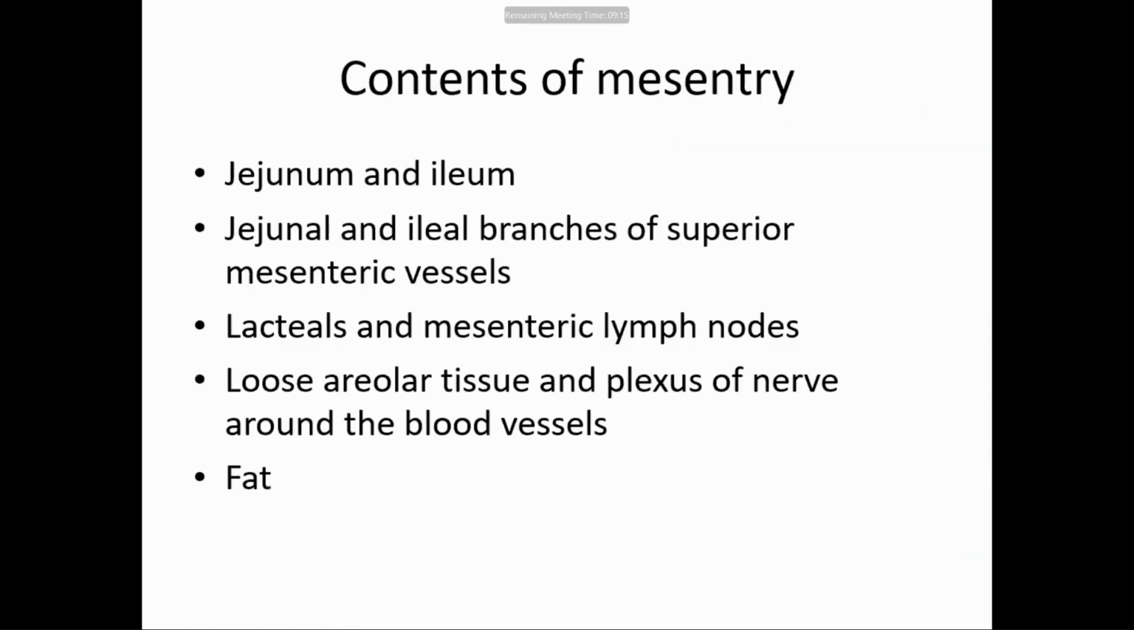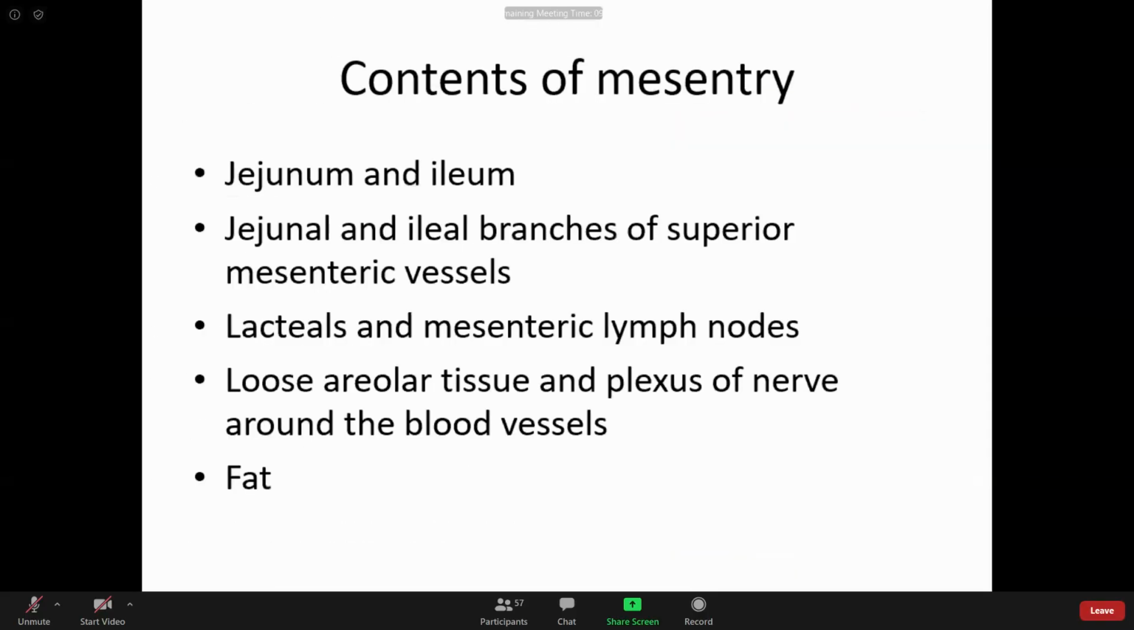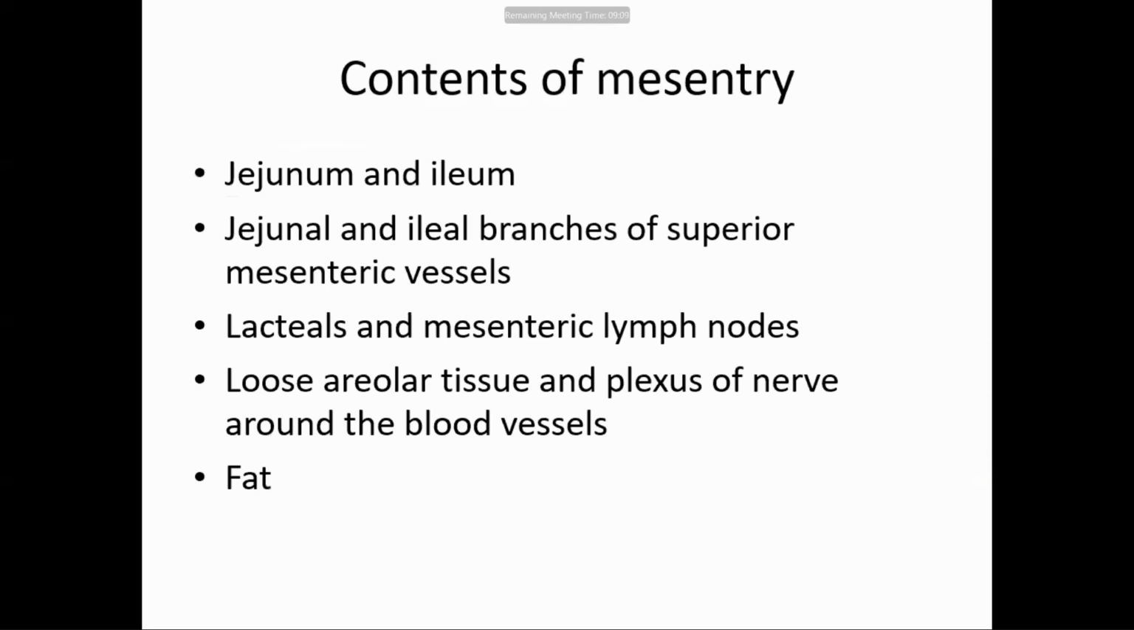Meckel's diverticulum in the small intestine is important. Everything is important in the small intestine. Mesentery is important. Meckel's diverticulum is important. The interior of the second part of the duodenum is important. So what are the structures present in the interior of the second part of the duodenum?